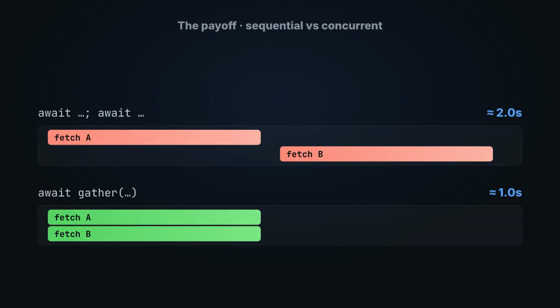Awaiting one fetch, then the other, runs them back-to-back, 2 seconds. Gather starts both at once, so while one waits on the network, the other is already working. Same 2 requests, but about 1 second. That's the whole point of async, and it only happens when you launch them together.